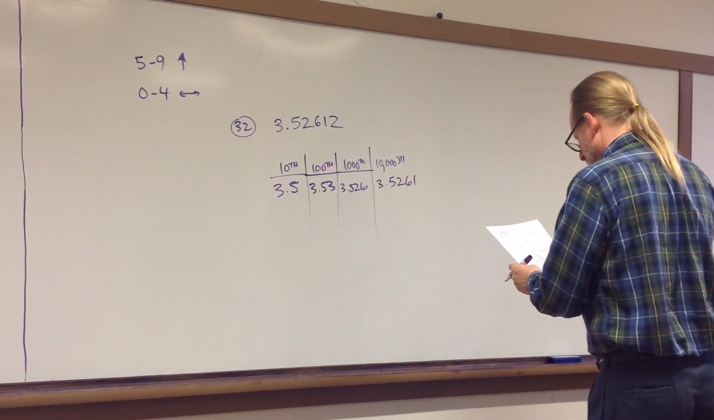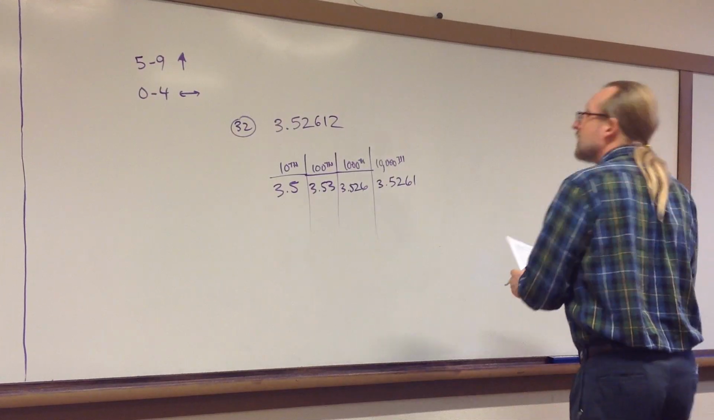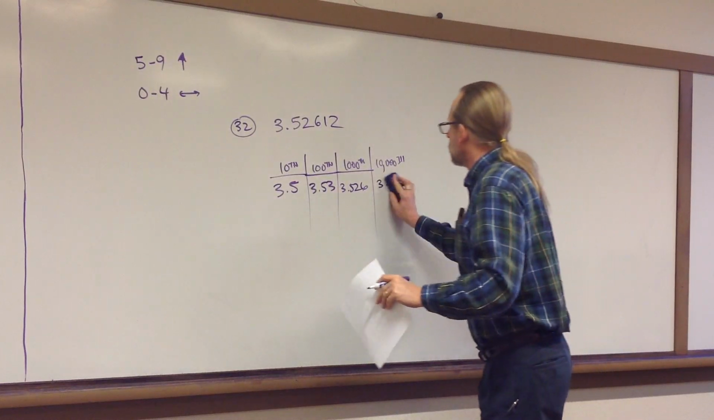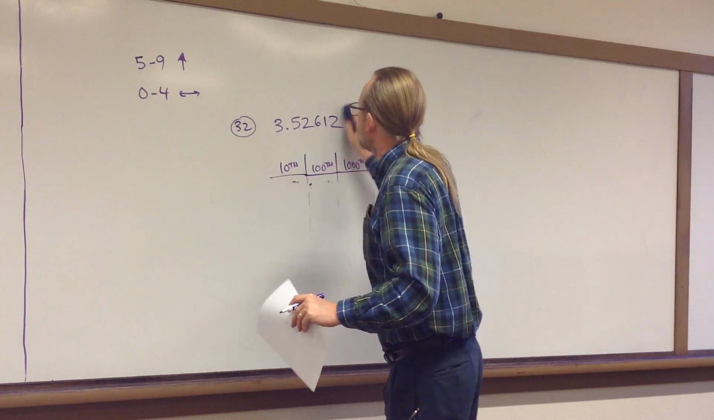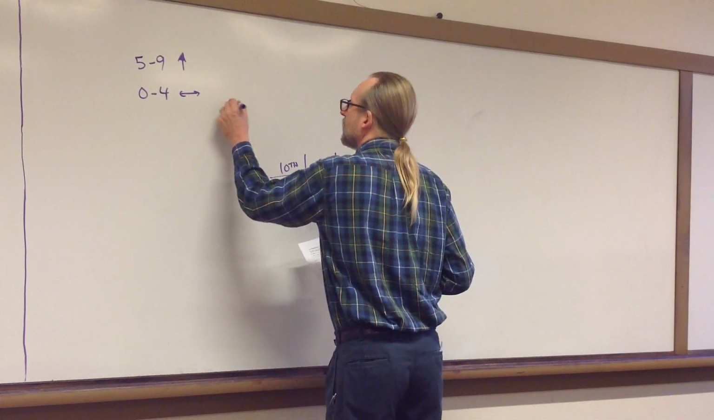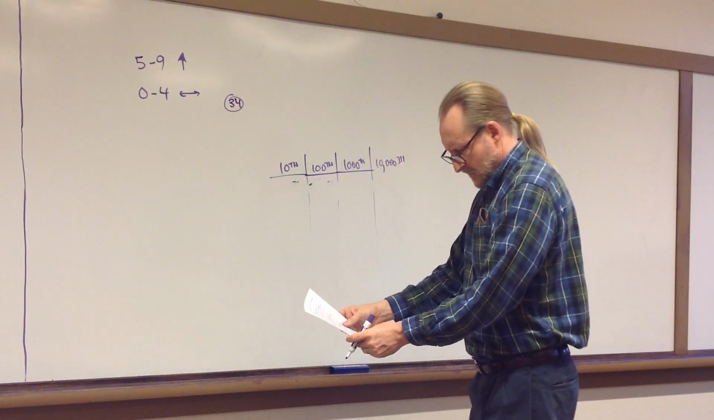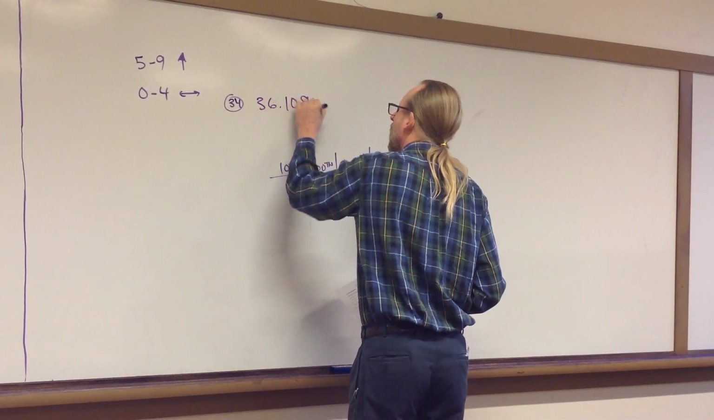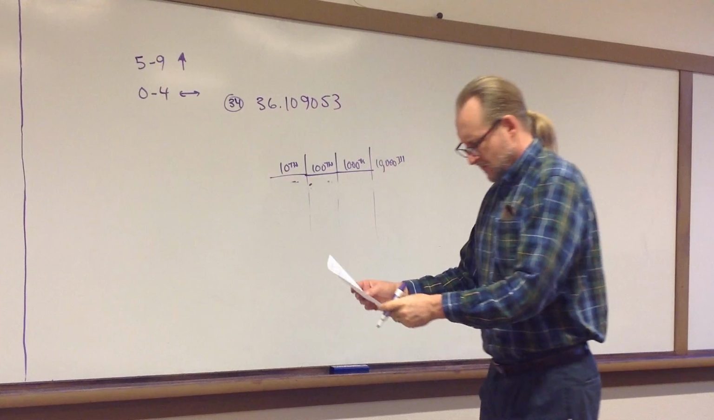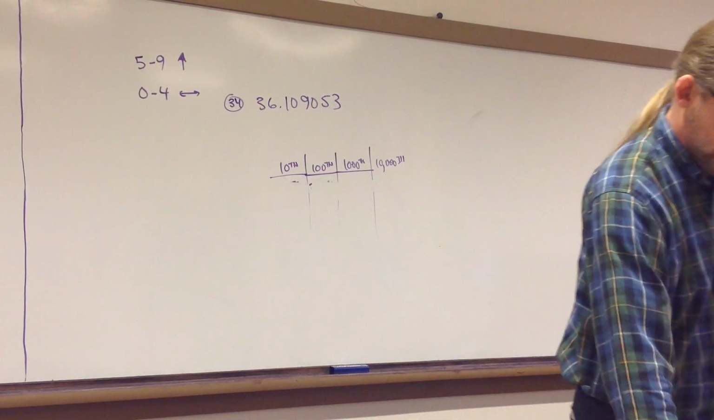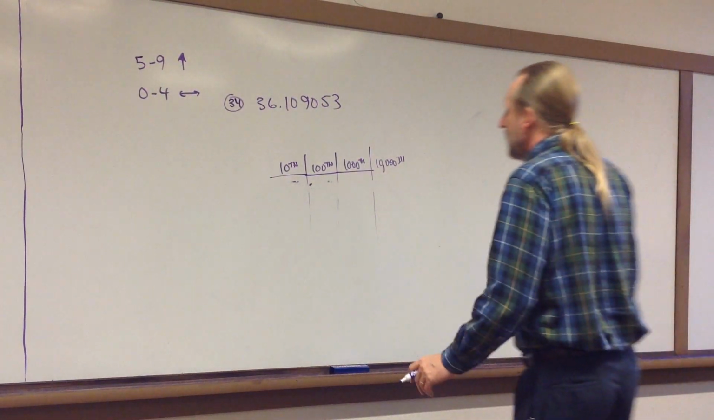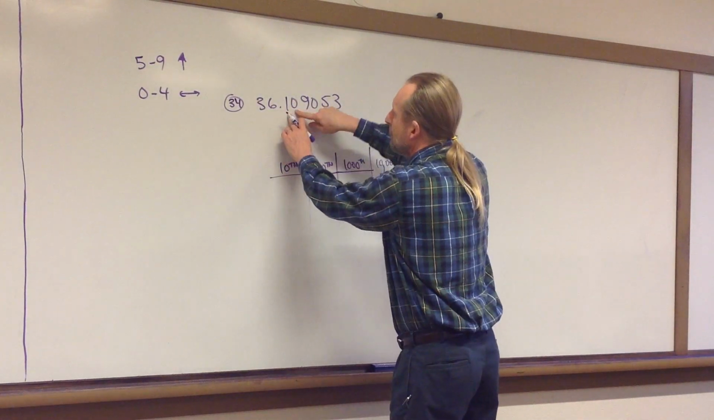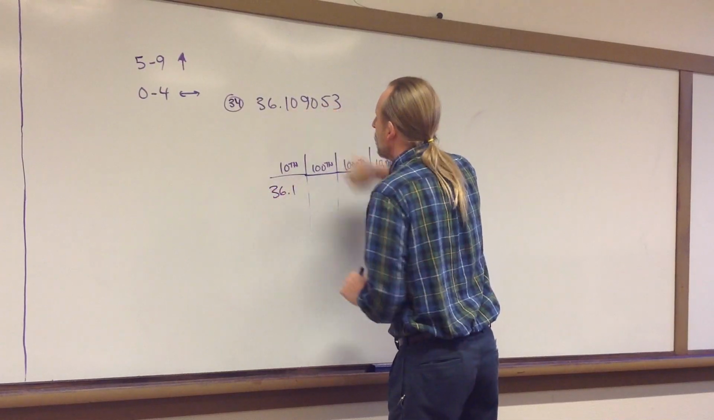Let's look at 34. Oh, actually, let me use that same chart that I was using here so I don't have to remake it. So 34 is 36.109053, I believe. Okay. So the tenths place has a 1, and then next to it is a 0. So this will be 36.1.